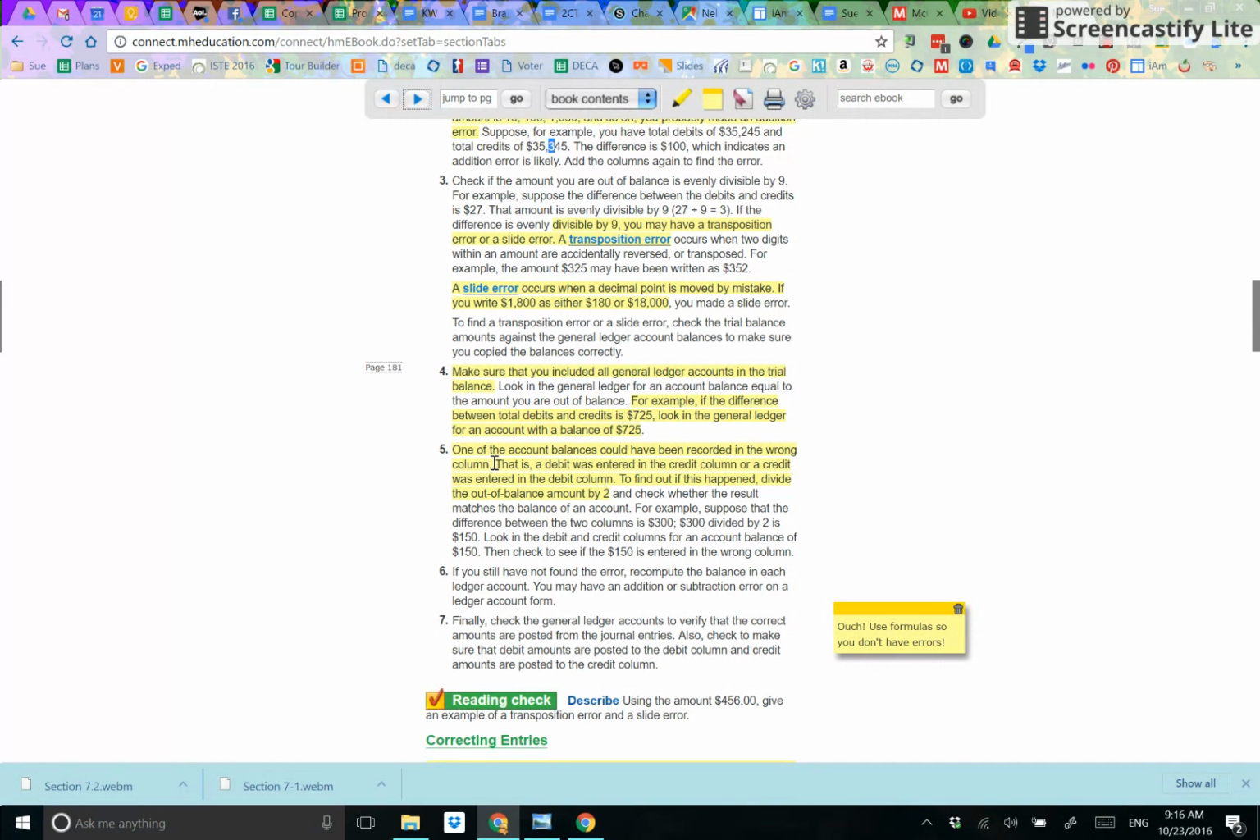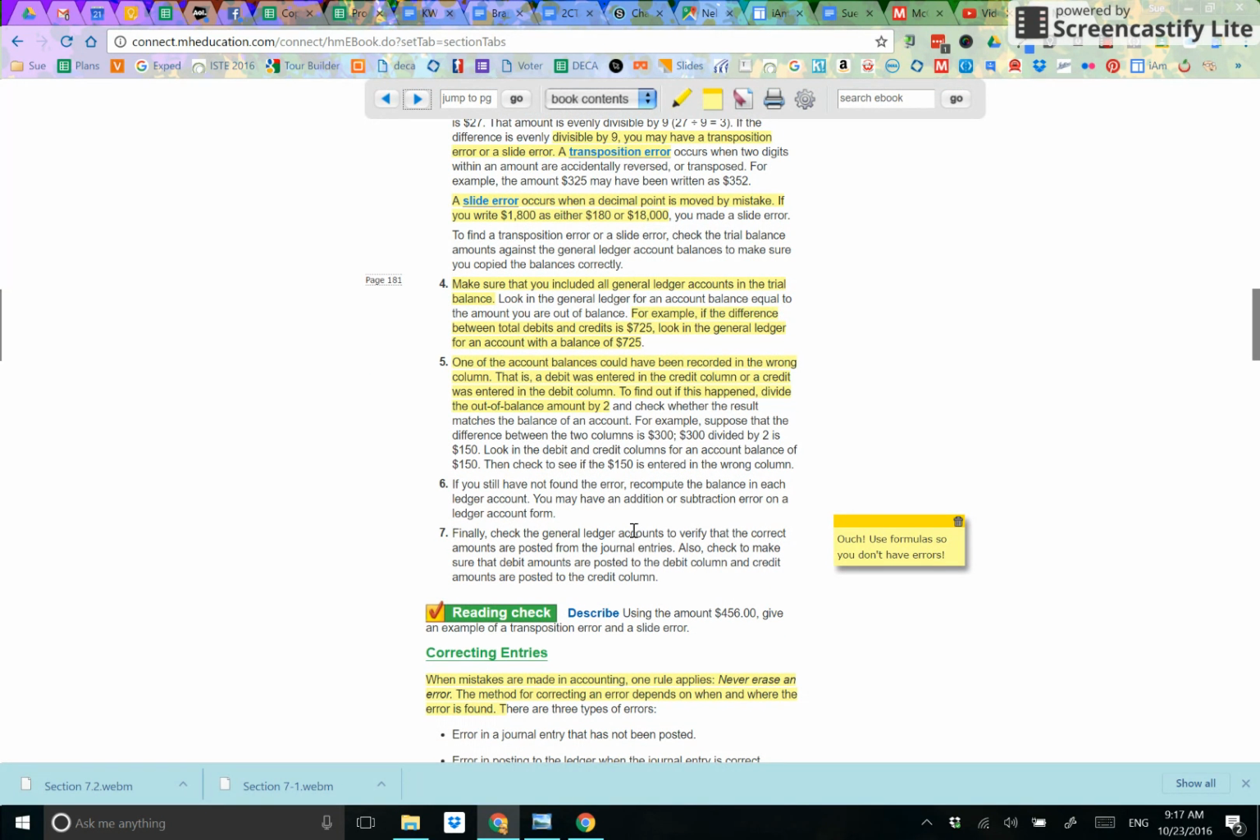So instead of putting cash in the debit column, you have it in the credit column. So if your error is like double or out of balance by something when you divide it by 2, so let's say it's off by 300 and one of your ledger accounts is a 150, but if you have it in the opposite account, you're doubling the problem. That could be a problem.